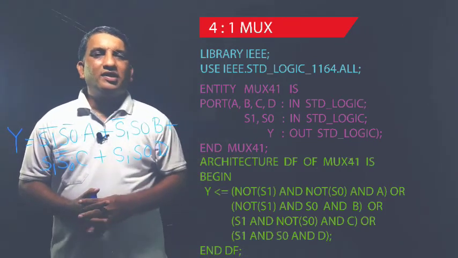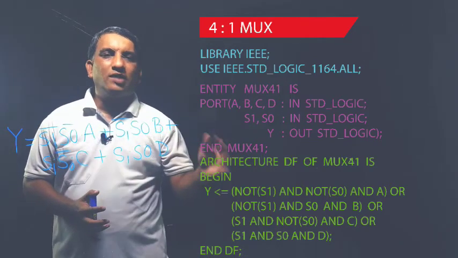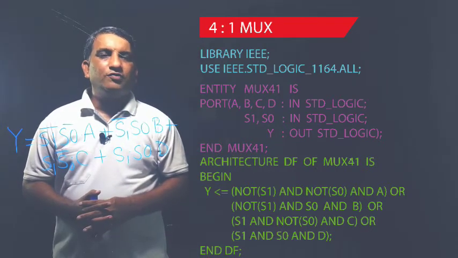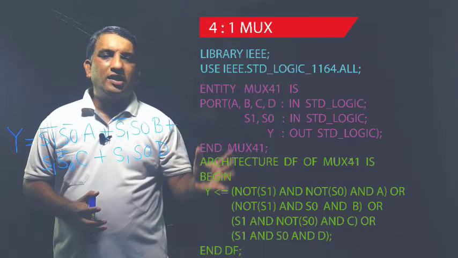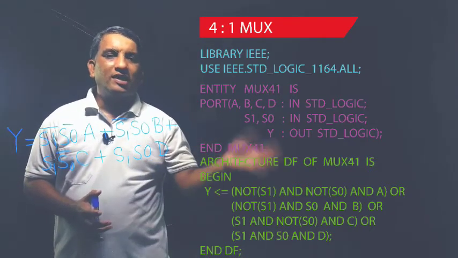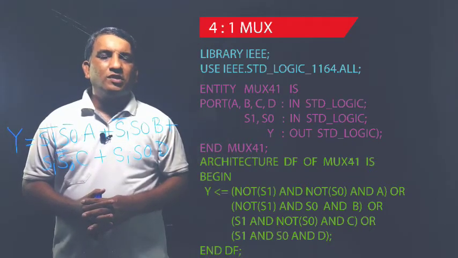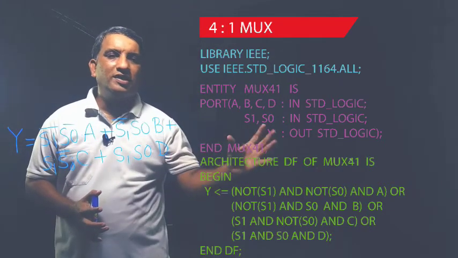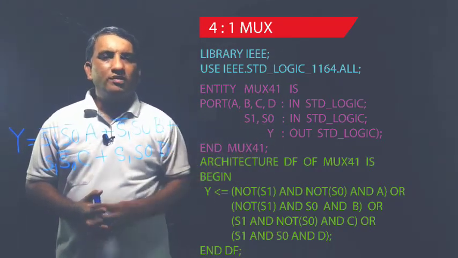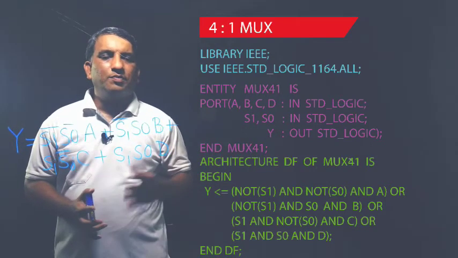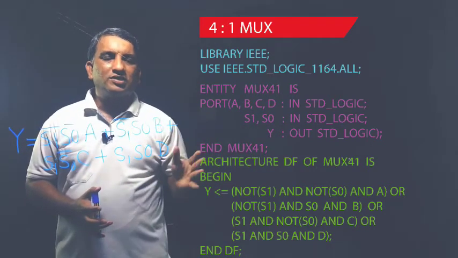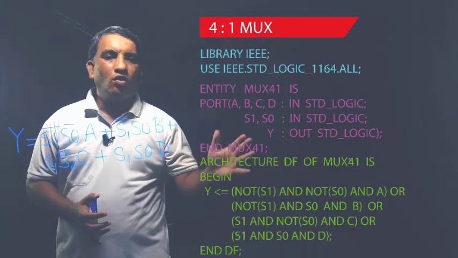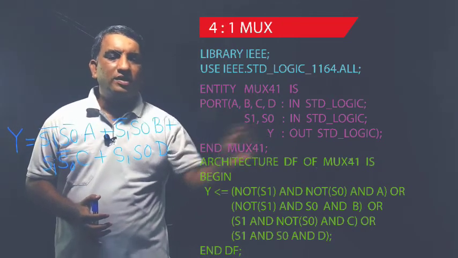Then after that, the name of the architecture. I will give the name of the architecture as DF. If you require, you can give some other name also. So architecture DF of. After that, I have to put the name of this entity. So I am writing the architecture for MUX 41, so I will put the name here, that is MUX 41. Then is. So the complete line will become architecture DF of MUX 41 is.